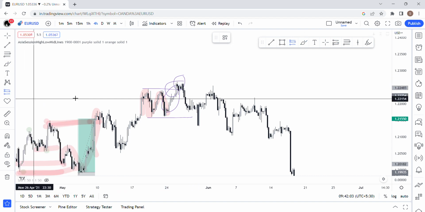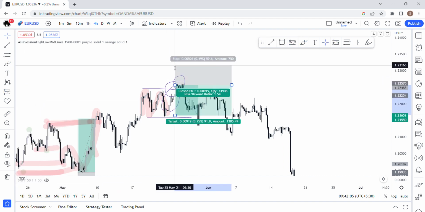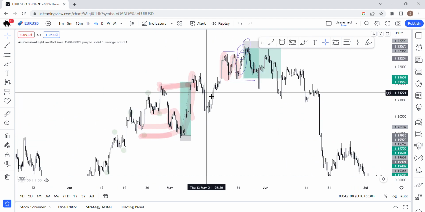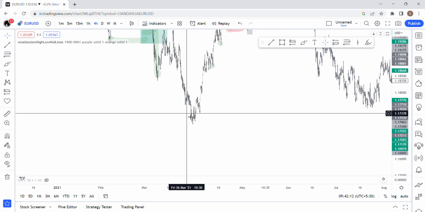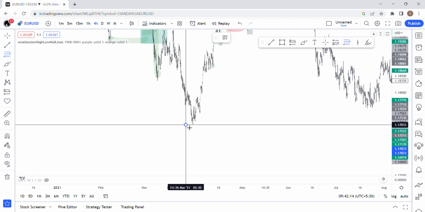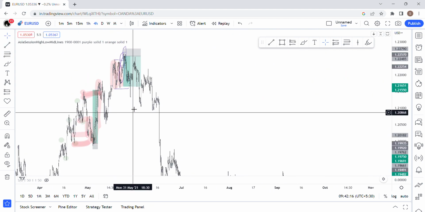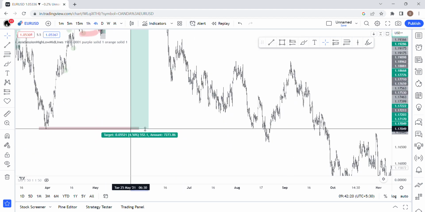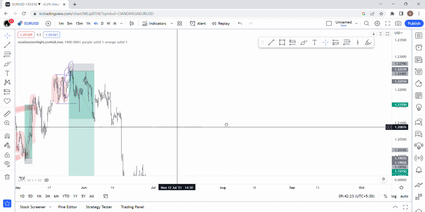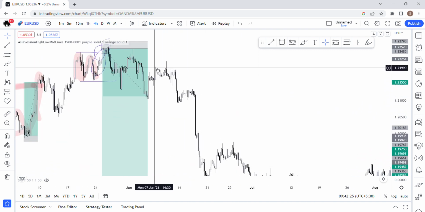So the banks took liquidity. The objective of the banks is completed. So there is no reason for the price to stay here. So we target this liquidity here, this liquidity here. Simple trade, simple trade. This is how we play from liquidity pool to liquidity pool.